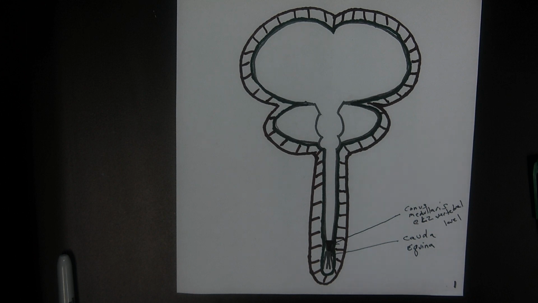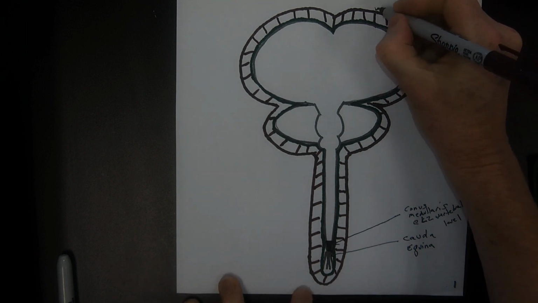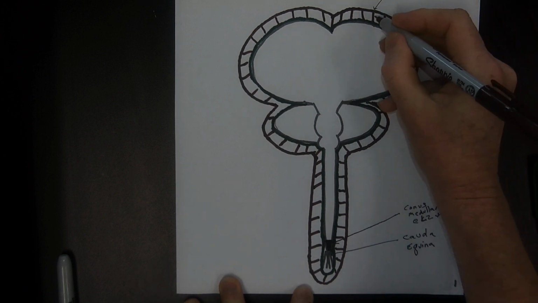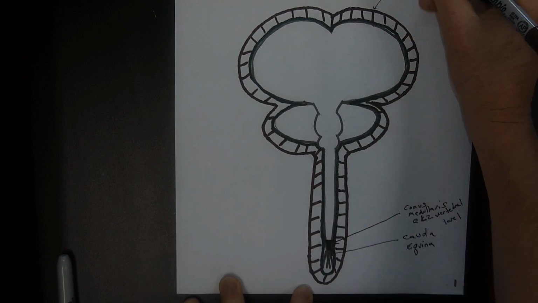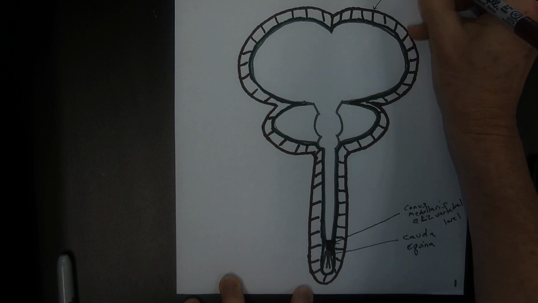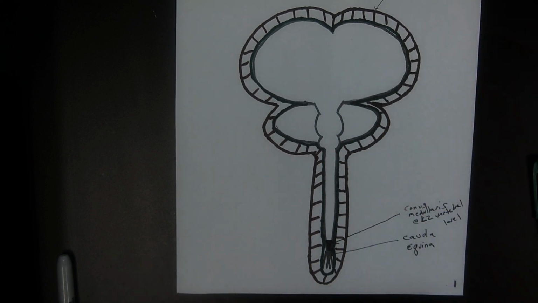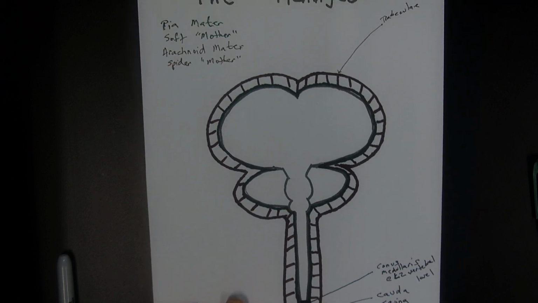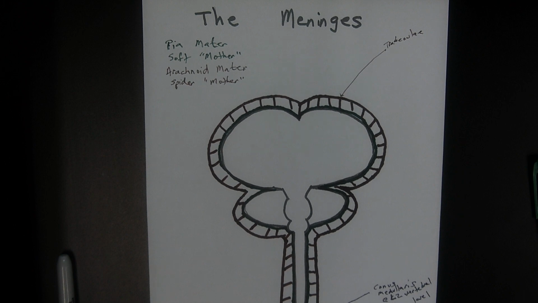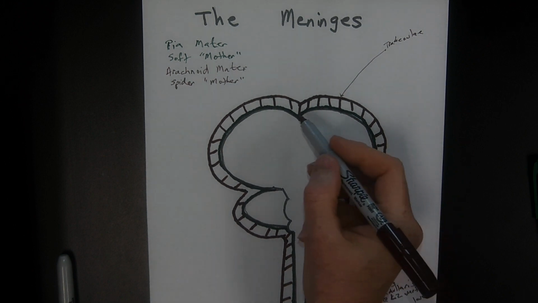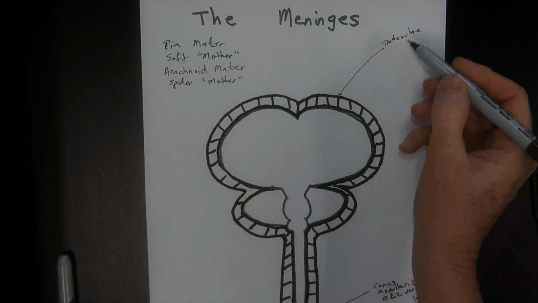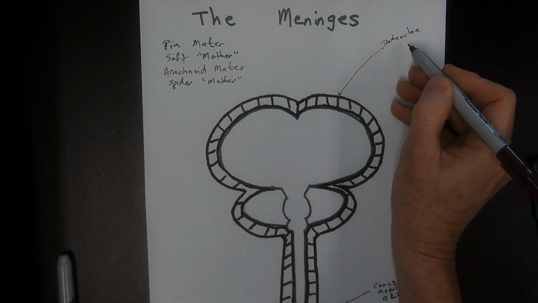They are called trabeculae. So each of these projections, I'm just going to label one here. Trabeculae. Okay, I'm going to give myself some space. So each of these projections coming out of the arachnoid matter, they're called trabeculae.